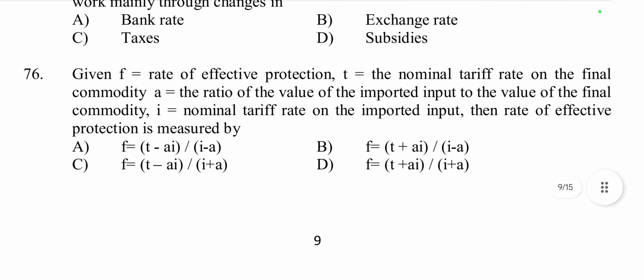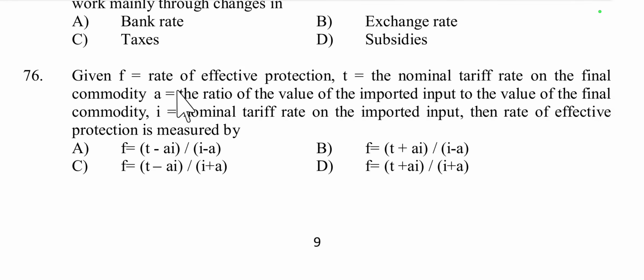Then question number 76. Given F is equal to rate of effective protection, T is equal to the nominal tariff rate on the final commodity, A is equal to the ratio of the value of the imported input to the value of the final commodity, I is equal to nominal tariff rate on the imported input, and then the rate of effective protection is measured by, or F is equal to T minus AI by 1 minus A. No, this is not correct. So option C is the right answer here.